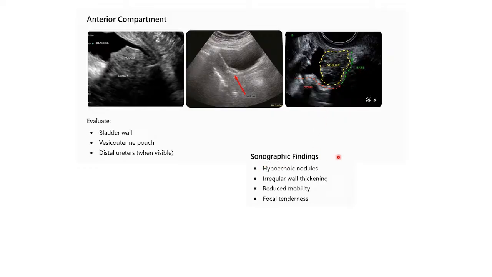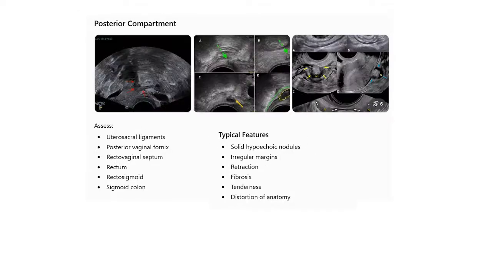The sonography findings: hypoechoic nodules, irregular wall thickening, reduced mobility, and focal tenderness. These are the signs of deep infiltrating endometriosis. You can see these hypoechoic nodules deposit around the bladder, around the vesicouterine pouch, and around the distal ureters. So be very vigilant when you assess for deep infiltrating endometriosis.